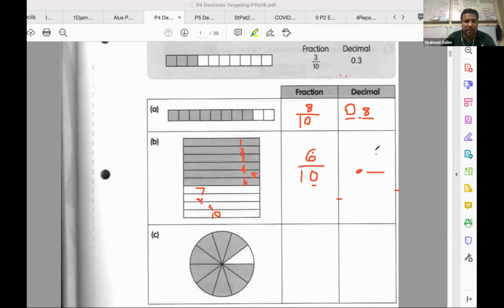So you put the 6 here. What about before the dot? What number do you put? There's nothing here, so put 0. If, let's say, there's a 2, you must put 2. But there's not. There's nothing. So we put 0.